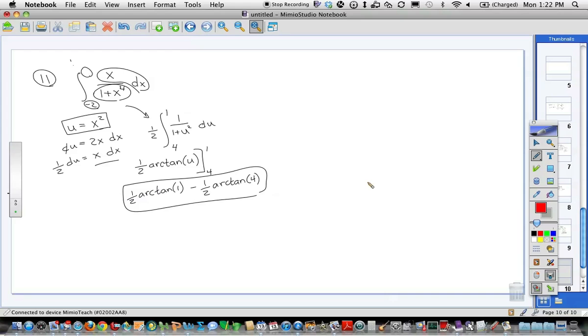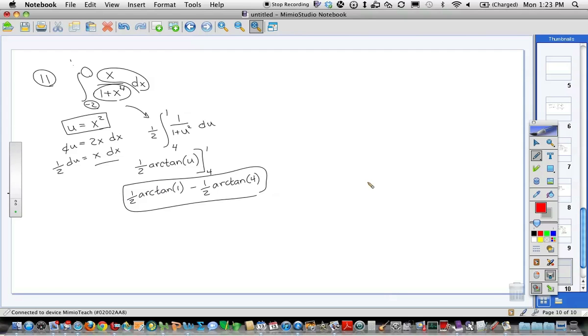So would you not have to, like, you have it as 1/2 arctan of u, would you not have to change it into 1/2 arctan of x squared? That's right. That's the point. Because think about it. A definite integral is just a number. So it doesn't matter if you're u's or x's. In the end, you just have a number as your answer.